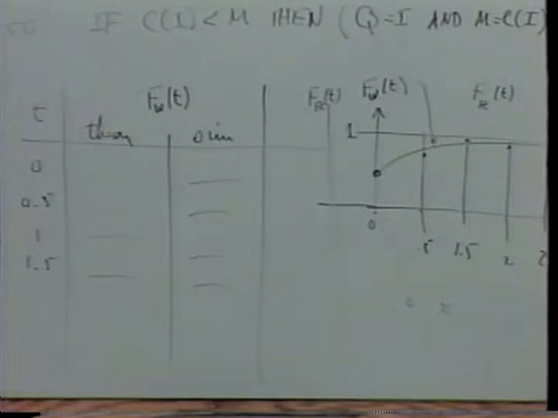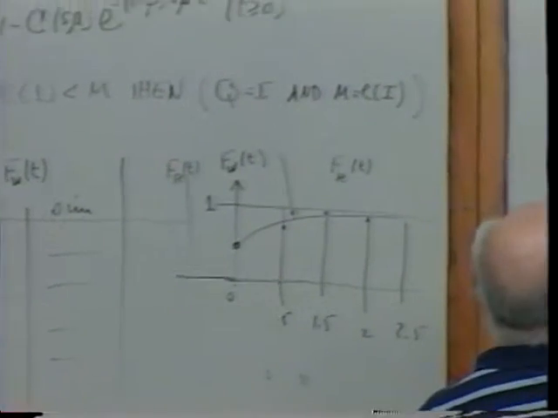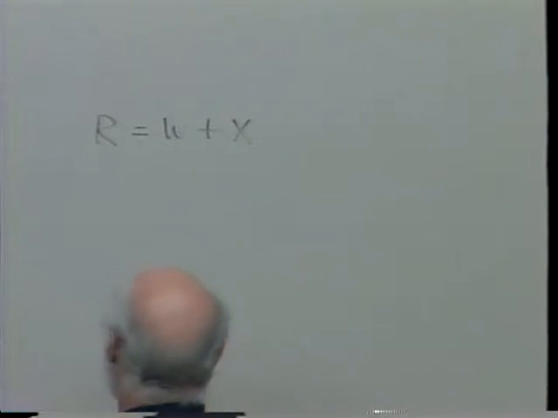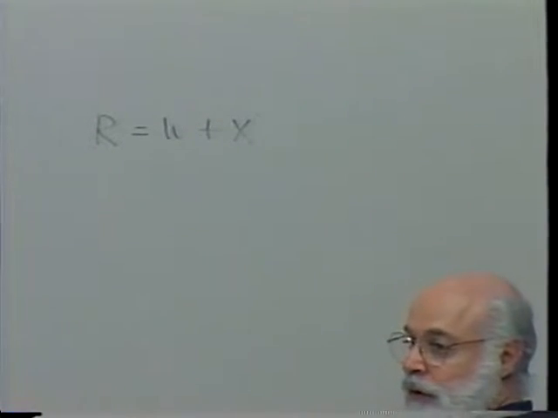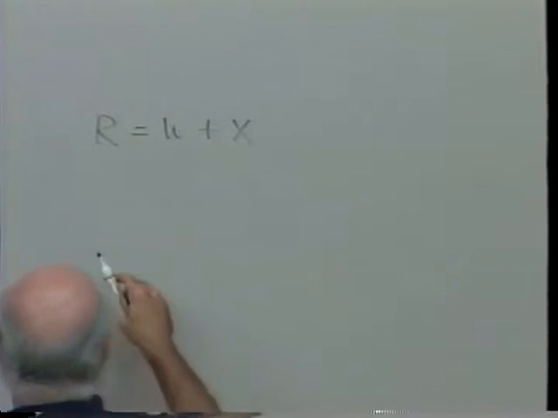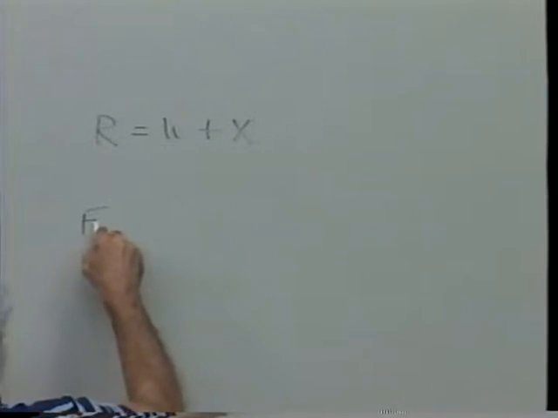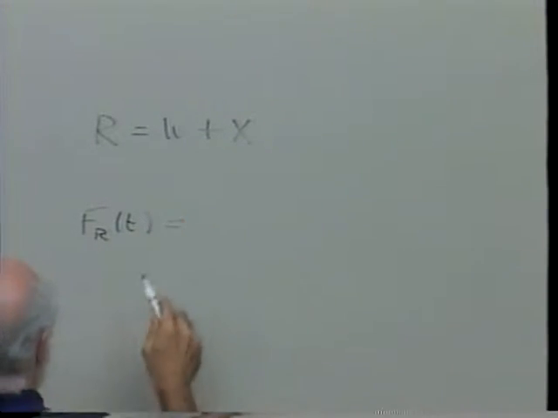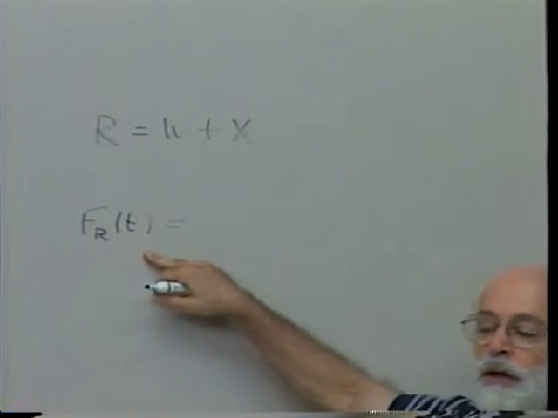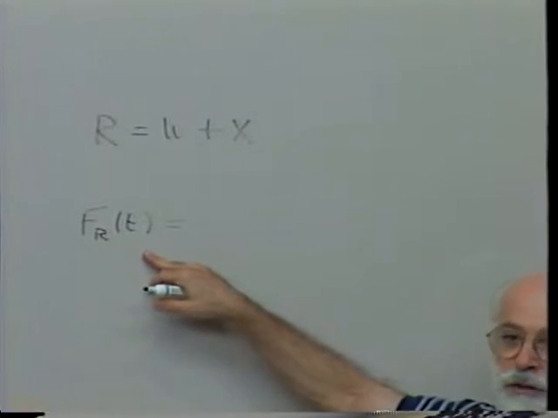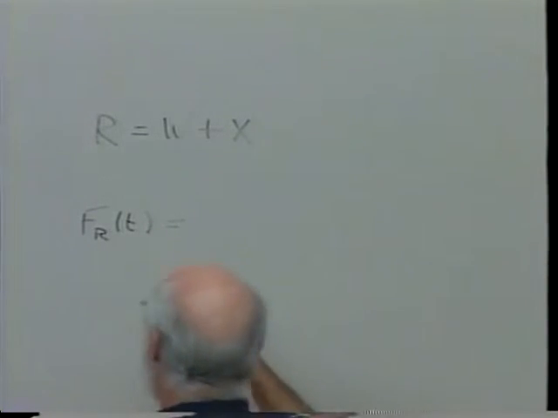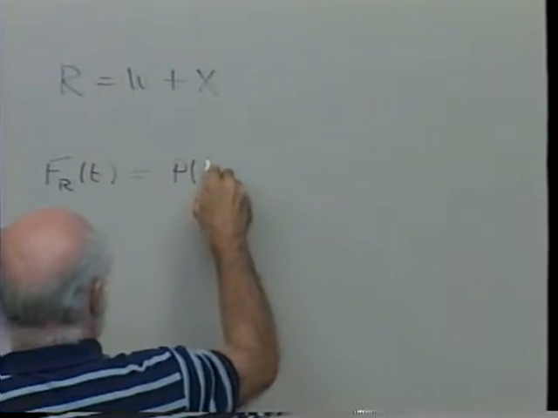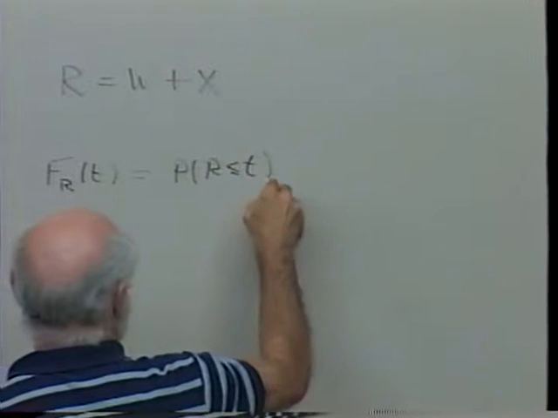Well, R is equal to W plus X. So that means that the distribution function, what's the distribution function of R evaluated at t? Okay, now I'm going to go through the undergraduate derivation of a convolution. Okay, so this is the probability that R is less than or equal to t.